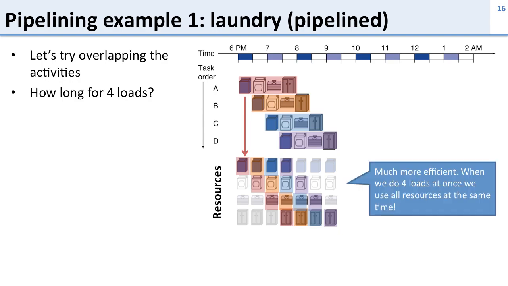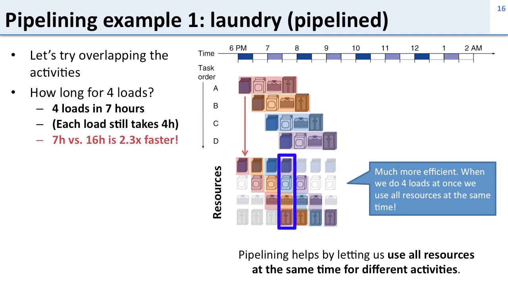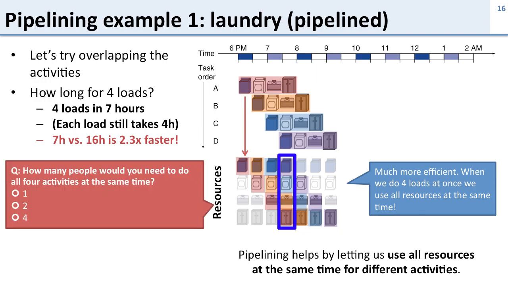So if we can do 4 loads at once, we can use all the resources at the same time. And that's what you see here. Here we're using the washer for the fourth load, the dryer for the third load, folding the second load, and using the closet for the first load. So pipelining here helps us by letting us use all of our resources at the same time for different activities. So we did 4 loads in 7 hours, but each load still took 4 hours. So this is 7 hours versus 16 hours, this is 2.3 times faster. So we sped up by over 2 times.